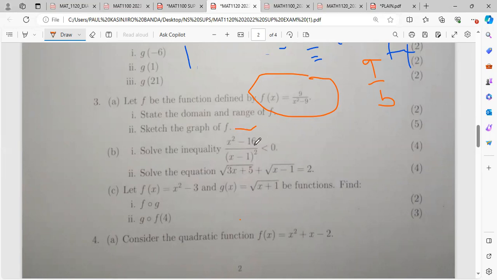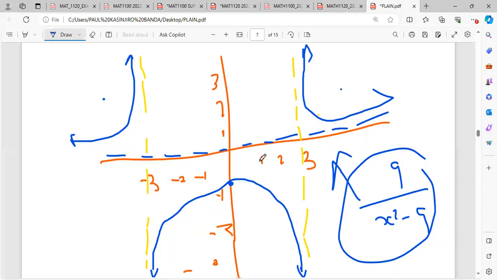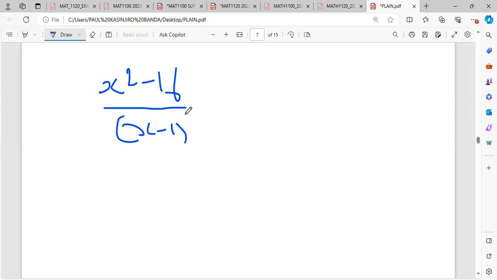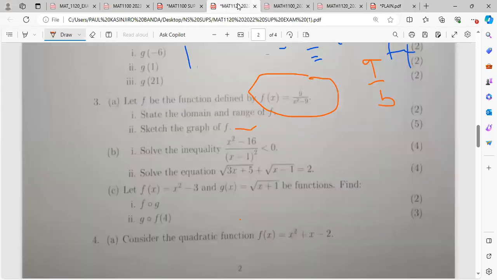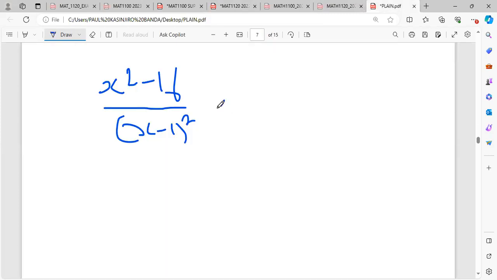So solve the inequality x squared minus 16 over x minus 1, squared. So on top there we have x squared minus 16 over (x minus 1) squared. Then what sign do we have there? We have less than 0. So how do we solve this inequality?